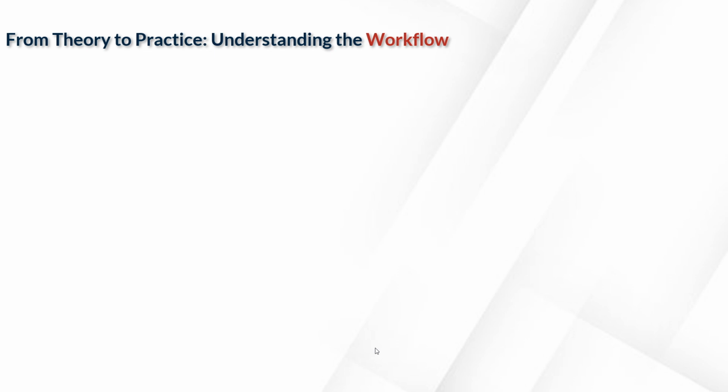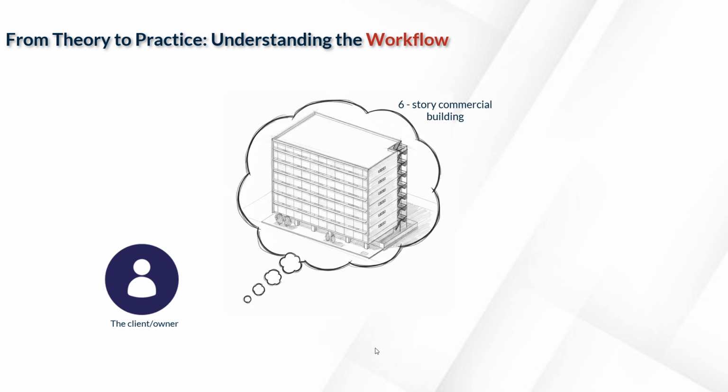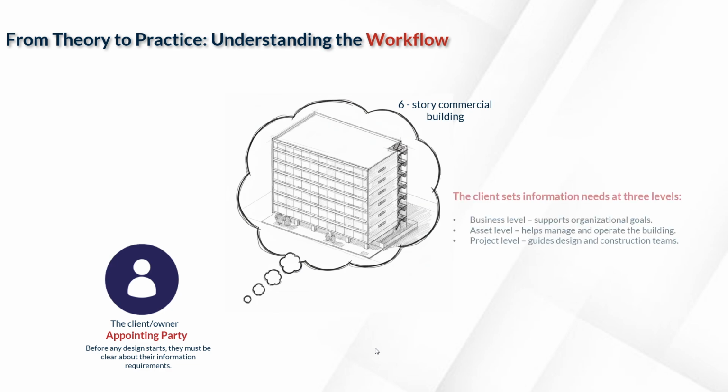So let's imagine a simple scenario. A client decides they want to build a new 6-story commercial building. Now, in ISO 19650 terms, this client is called the appointing party. They know they want this building to be designed and constructed. But before any architect or engineer starts to work, the client first needs to be clear about their information requirements. In ISO 19650, this is the very first step.